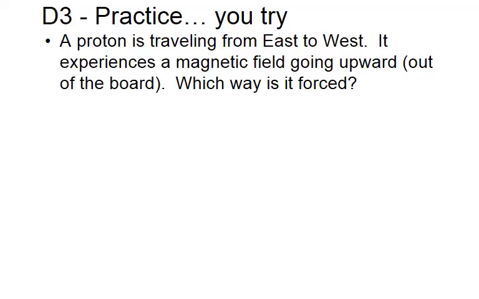Okay, I'm going to have you try this one. Let's say that we have a proton that's going from east to west. It experiences a magnetic field going out of the board, out of the page, and you can figure out which way it's forced. So go ahead and draw this out. Use the screen or use your sheet of paper and write down what direction you think the force is.